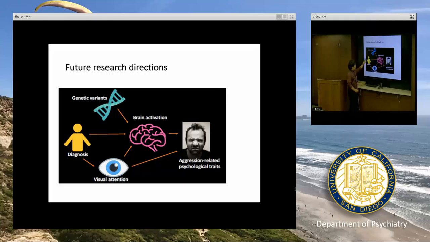And this is one example of how we can combine these different components together. We need to take the diagnosis of the person into consideration, and then we measure their information processing. Then we can assume that this visual information processing can influence both the brain activation and the final behavior. And we always have to have a biological basis factor to measure whether this directly influences that or just becomes a confounder.